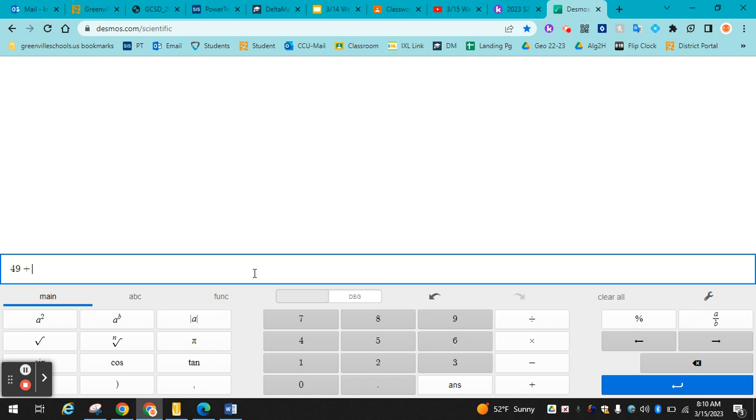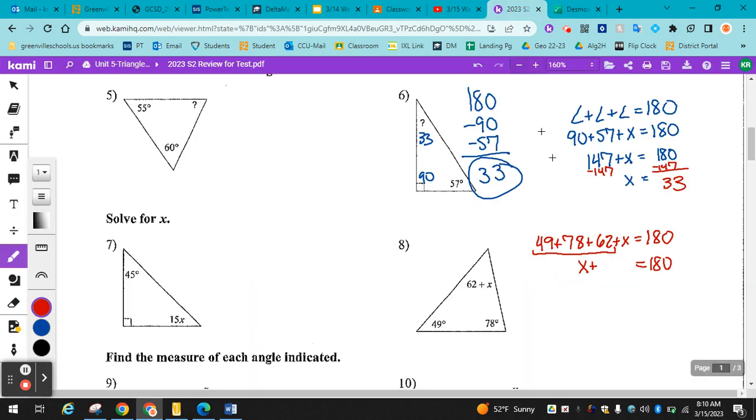49, 78, and 62. That's 189. Oh, that's bigger than the triangle. So that means x would have to be minus 189, negative 9. Does that even make sense to have a negative 9?